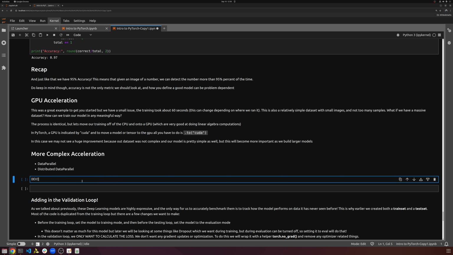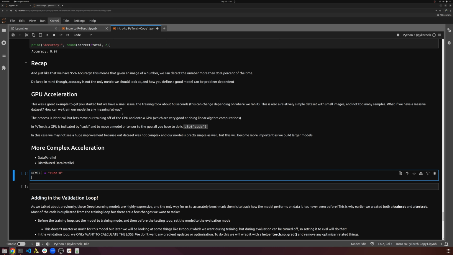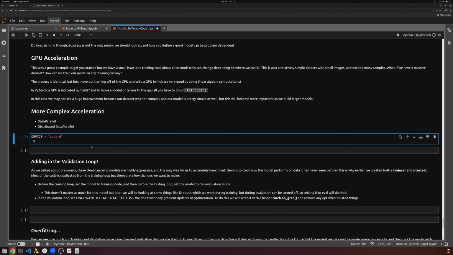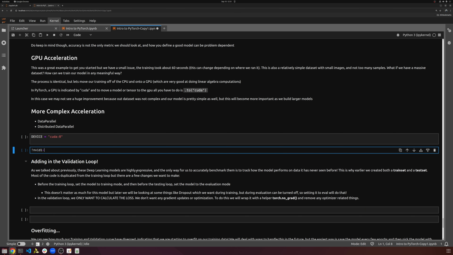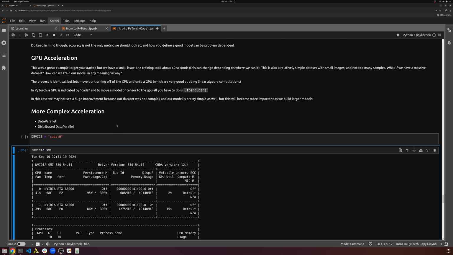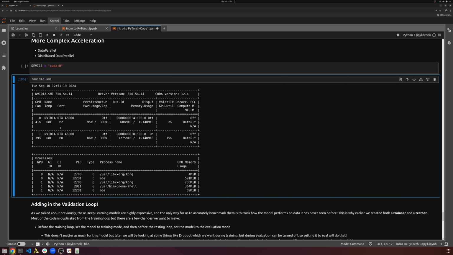First, we set the device. So if we do CUDA, that means use a GPU. If we do CPU, then that is use your CPU. If you do CUDA 0, this would mean if you have multiple devices on your GPU. So if we do, and let's do it down below, nvidia-smi. So this is my personal computer, and my workstation has 2 GPUs. You can see GPU 0, GPU 1. Each of them are A6000s.